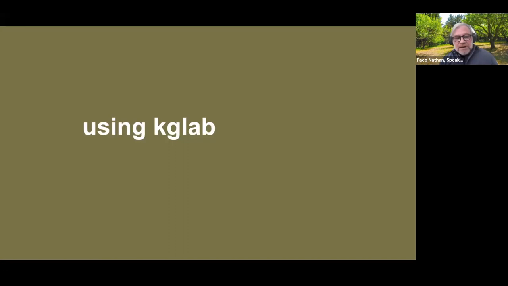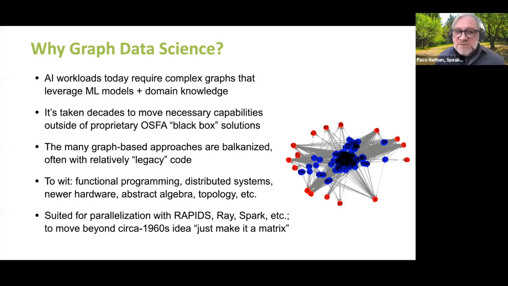So I want to mention a project we have called kglab. This has been going on since last October, so about a year. The idea is that we wanted to explore graph data science. AI workloads often require complex graphs, especially for data integration, but basically preparing data that we want to train machine learning models. And a lot of the different camps in the graph technology space are very balkanized. They don't talk with each other. A lot of the stuff out of the W3C stack was started back in the late 90s, and the code is really awful.